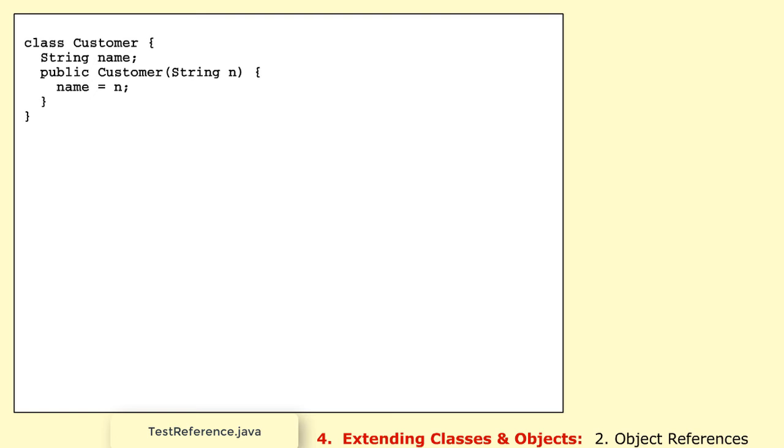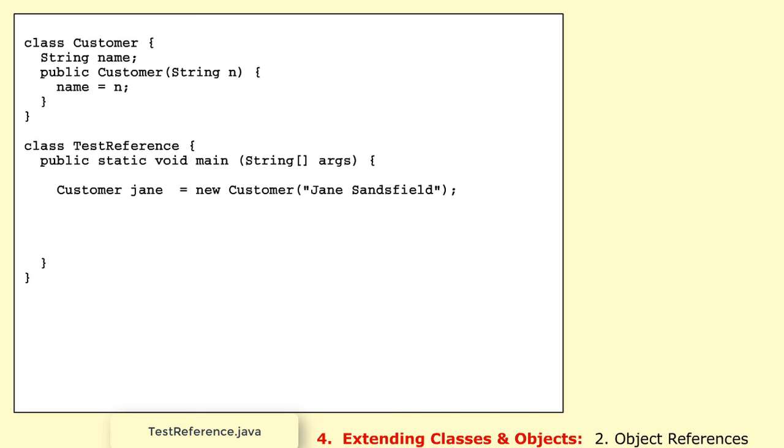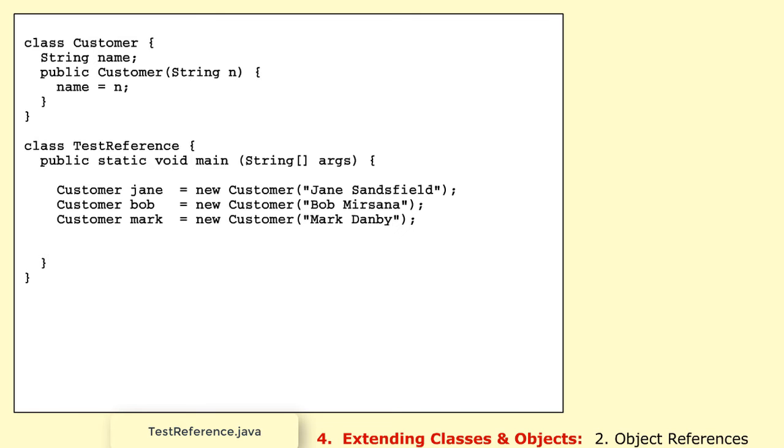Here's our program. First, we create a simple customer class. It has an attribute called name and a single constructor that sets the customer's name. Now our program. Here we instantiate 3 customer objects. Here we define a reference variable that can reference a customer object. It currently doesn't reference anything. Jane, Bob, and Mark are also references. However, they reference the objects we just created.